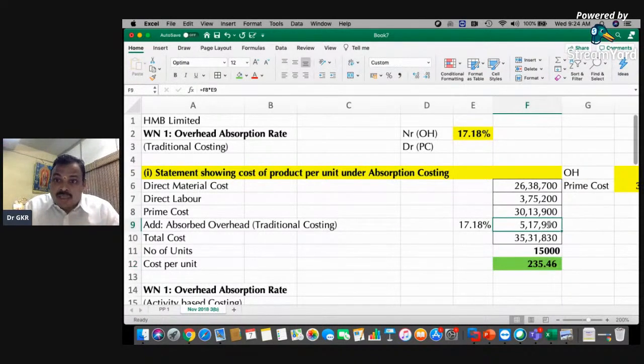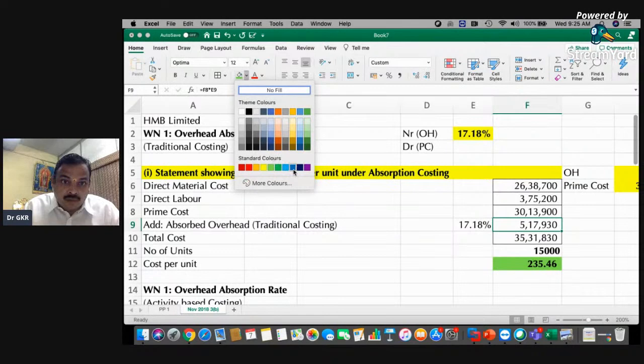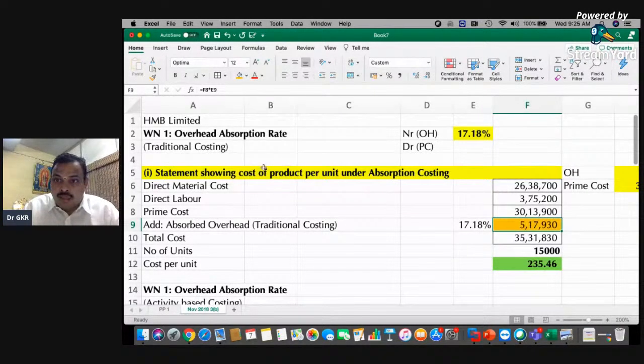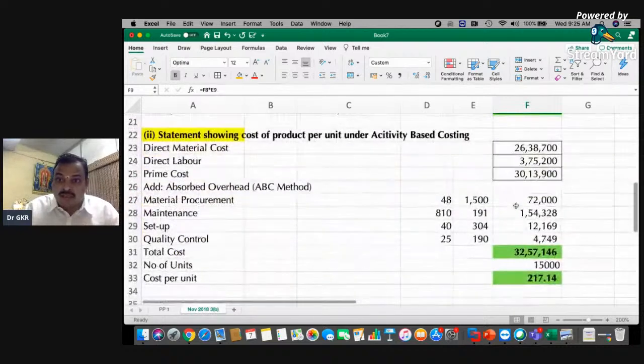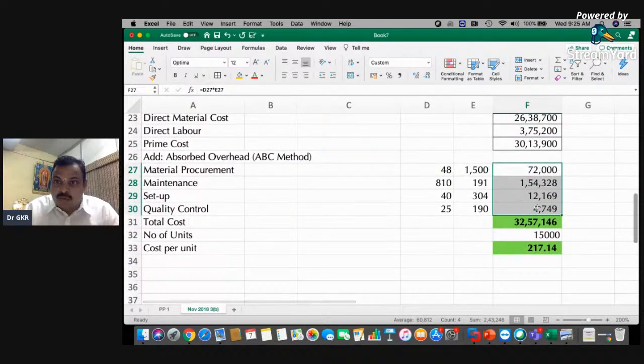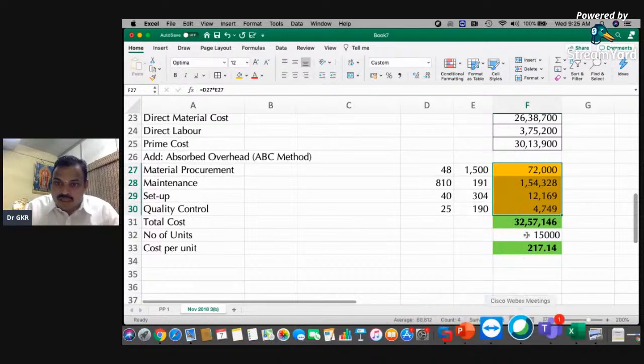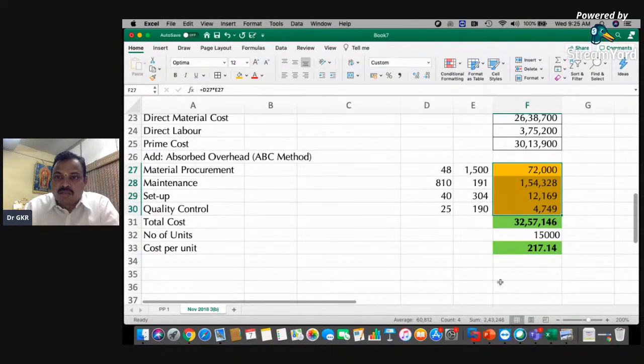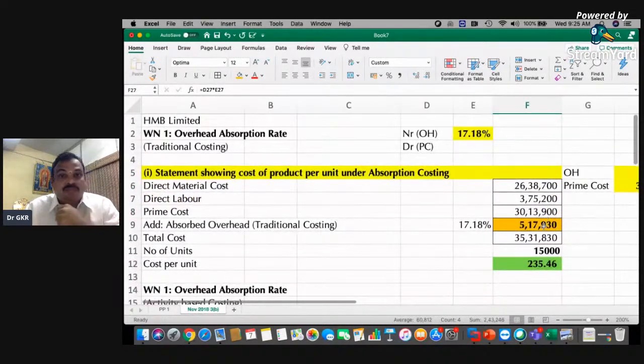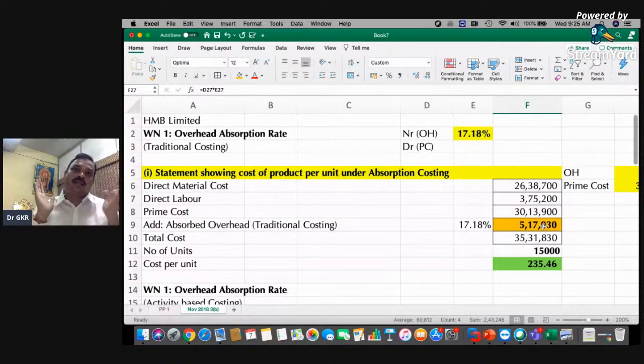Please look at what is your absorption here. 5,17,930. That is absorbed. So I will give a different color here. 5,17,930 is absorbed. Okay. I'll give an orange color here. But what is absorbed here? This is what is absorbed. Look at the total. It is 2,43,246 is absorbed. So therefore, over absorption of nearly 2,80,000 rupees is over absorbed. Therefore, cost is good. Okay. So this is your point.